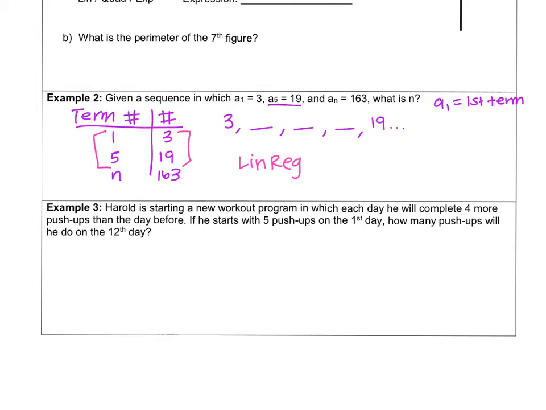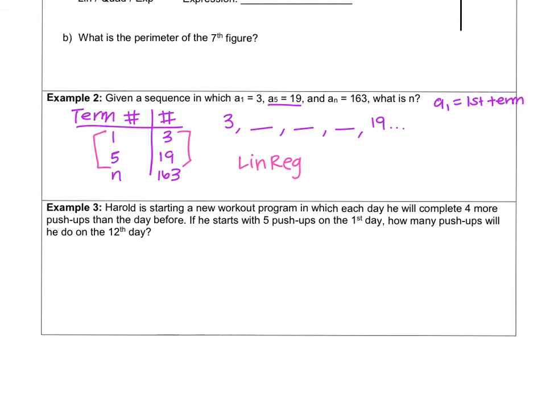So it's basically telling me this is a linear regression, and so I'm going to plug these into stat and do a linear regression. Make sure if you have stuff in your list that you're clearing out the whole list and not deleting it. Then plug in 1 and 5 into L1 and 3 and 19 into L2. And stat calculate, and we are going to calculate linear regression.